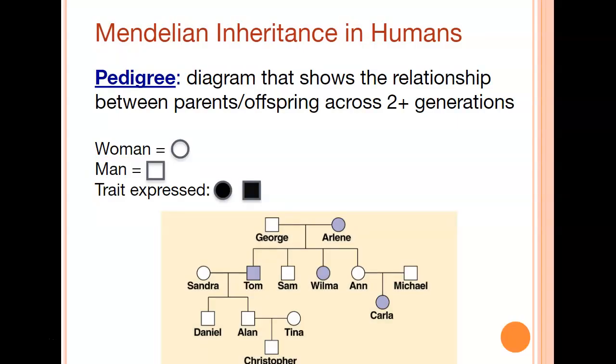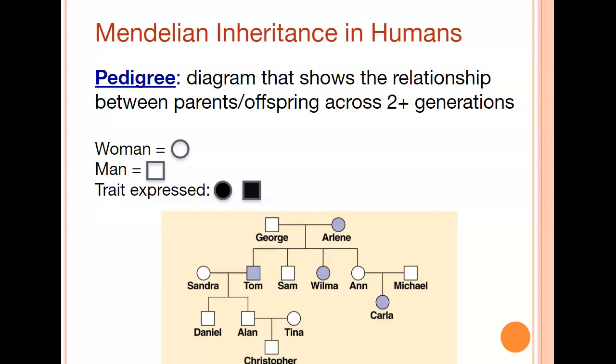Okay, so this is also where we introduce the idea of something called a pedigree or a family tree. It shows the relationship between parents and offspring. So you have to be able to look at one of these and know how it works, who's affected by a disease or has whatever trait we're talking about.